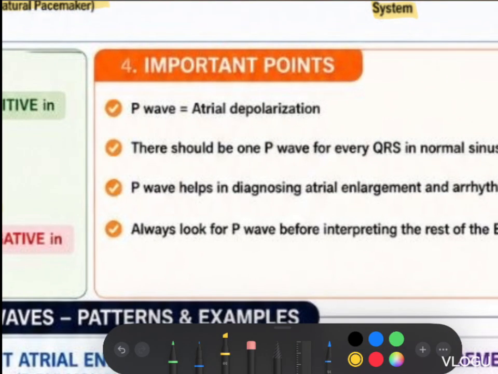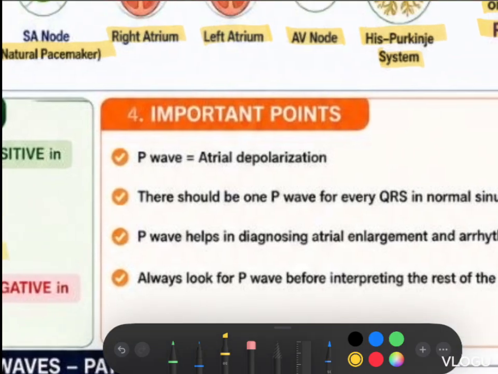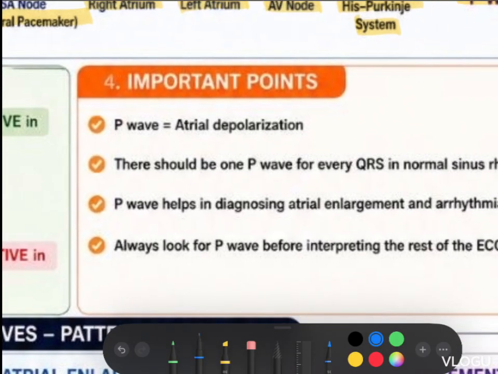What is the main importance behind this? Whenever you look at an ECG, ask: is there a P wave? Is it normal? Is every P wave followed by a QRS complex? These three questions will help you diagnose many arrhythmias. A normal rhythm is called sinus rhythm. In sinus rhythm we have one criterion.